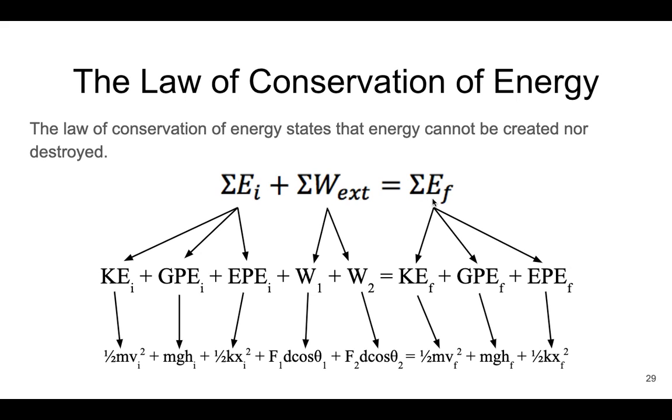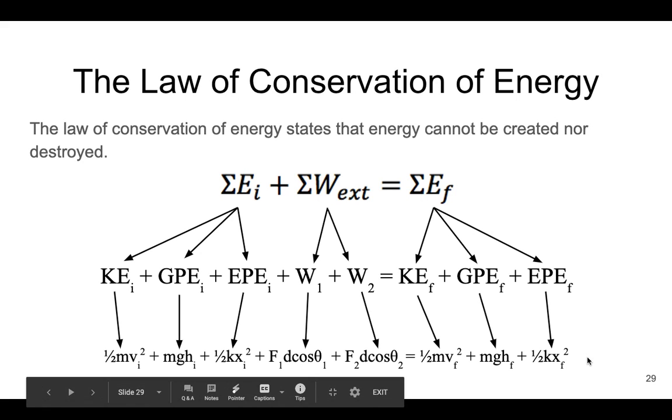And then on the right side of the equal sign, sigma E final. Again, you're going to have energy at the end, possibly, in these three different forms: kinetic, gravitational potential, or elastic potential energy. And then in the last step, I just expanded all of these guys into their formulas. So I like to say I turned the things into the things. That's what we did.